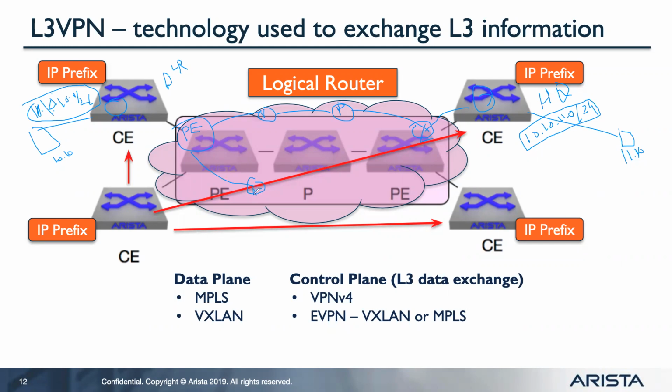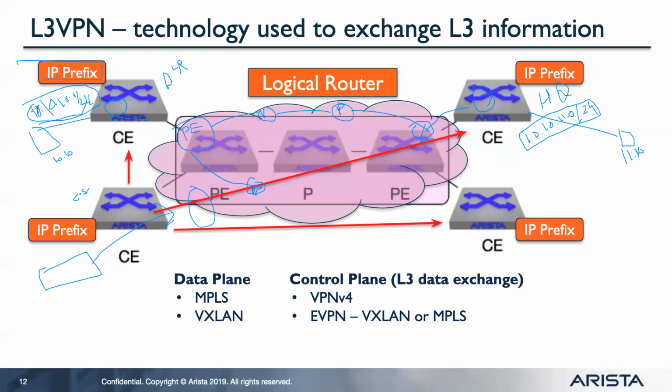So L3 VPN is nothing but exchange of IP prefixes. And if you see here, this is a private IP address. If you have 10.10.10.0/24 here, the same subnet might be used by another customer, let's say another Cisco, and that also is advertising to PE devices or the service provider. So we want to make sure that the IP prefixes are advertised to the other side, our other DC, using this L3 VPN technology.